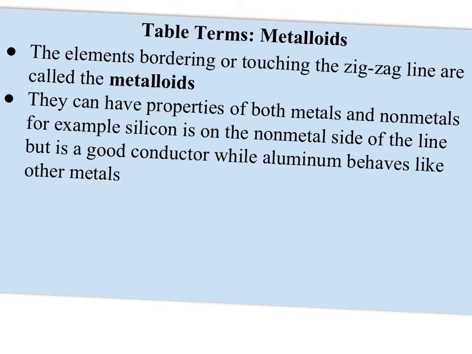Metalloids are the elements bordering or touching the zigzag line. Every element that has one side of its square in common with that zigzag line is considered a metalloid, except for aluminum. Aluminum actually behaves like a metal. What makes them metalloids is that they have properties of both metals and nonmetals. For example, silicon is on the nonmetal side of the line, but it can also be a good conductor, at least a semiconductor. And as I mentioned, aluminum actually behaves like the other metals, so that's the only one on the zigzag line not considered to be a metalloid.